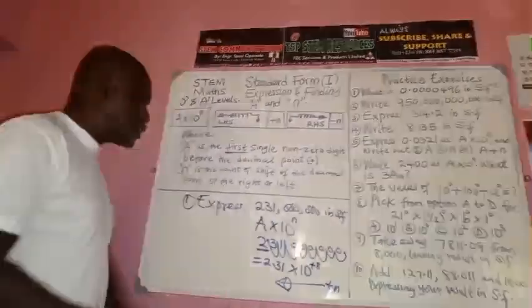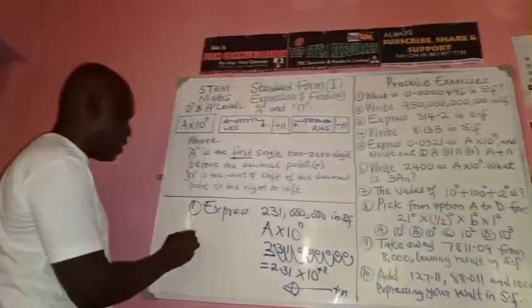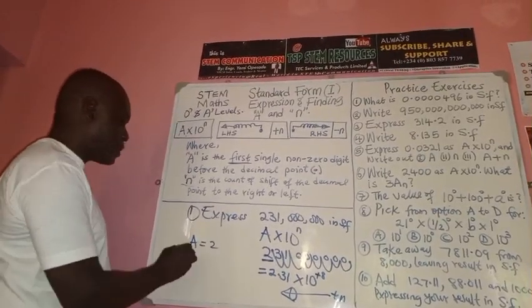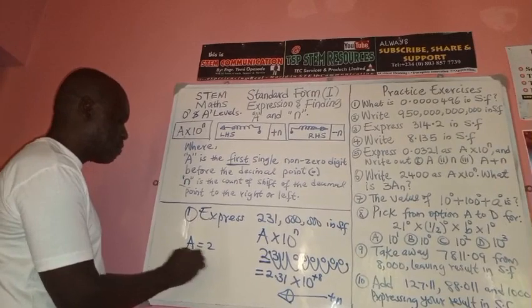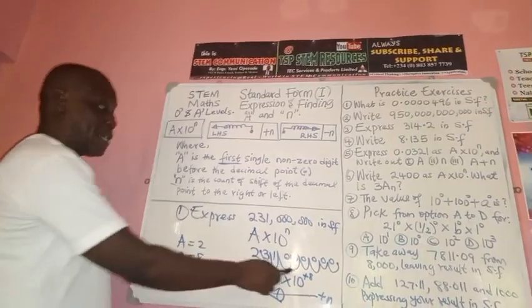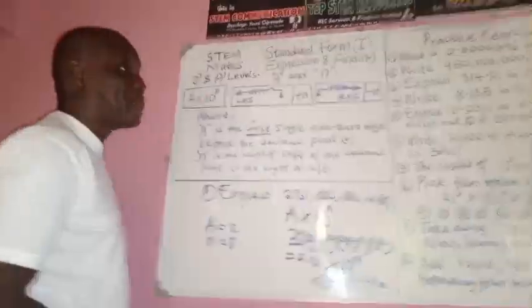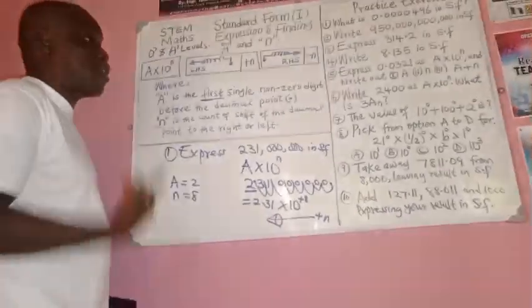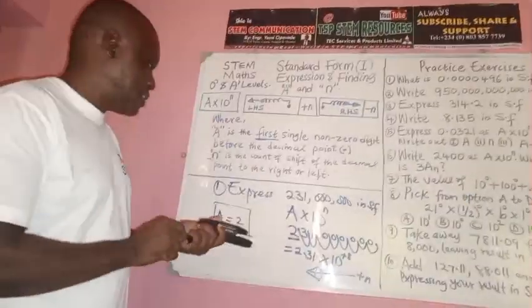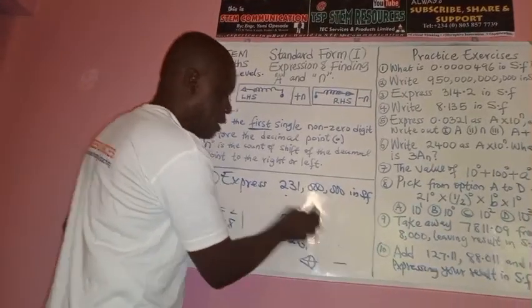So if I ask you, what is A after writing this number in standard form? A is simply 2. What is n? N is simply plus 8 or 8. You remember that when you say plus 8, it also means 8. The positive sign attached to any number can disappear. We already know that it is there as positive. So this is the first example. Second example. Let's look at another question.